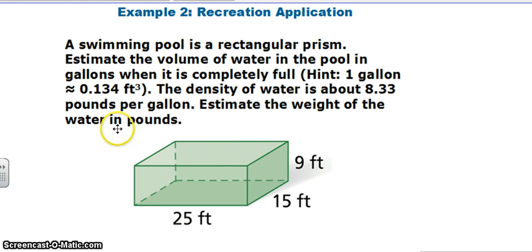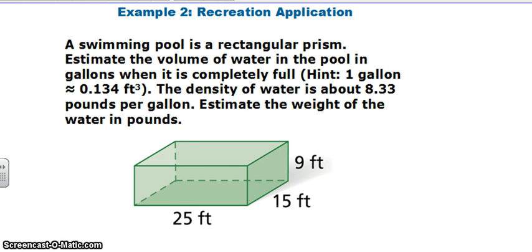Okay, tricky question here. We're asked to use this rectangular prism as a design for a swimming pool. Estimate the volume of water in the pool in gallons when it is completely full. The density of water is about 8.33 pounds per gallon, so estimate the weight of the water in pounds. Two things: estimate the volume in gallons, and we're given a conversion factor, and then the weight in pounds. We're going to have to use two conversion factors.